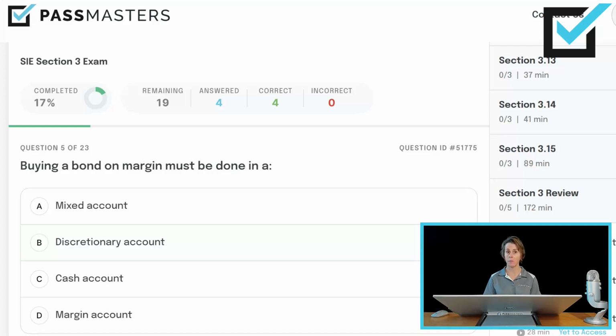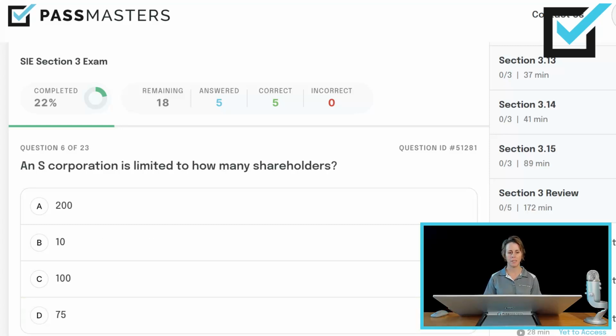Buying a bond on margin must be done in a mixed account, discretionary account, cash account, or margin account. Buying a bond on margin means you're buying it with borrowed money, and that can only be done in a margin account. An S corporation is limited to how many shareholders? 200, 10, 100, or 75. An S corporation is limited to 100 shareholders.